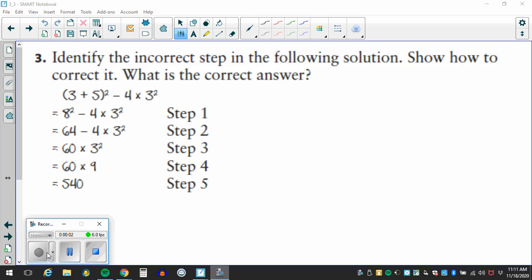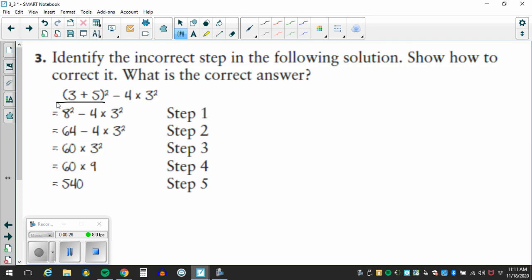Okay, this is section 3.3 from your MathLinks 9 textbook on exponents. The first question you were assigned for homework was: identify the incorrect step in the following solution. Show how to correct it and what is the correct answer. So the question was, in brackets, 3 plus 5 squared minus 4 times 3 squared.